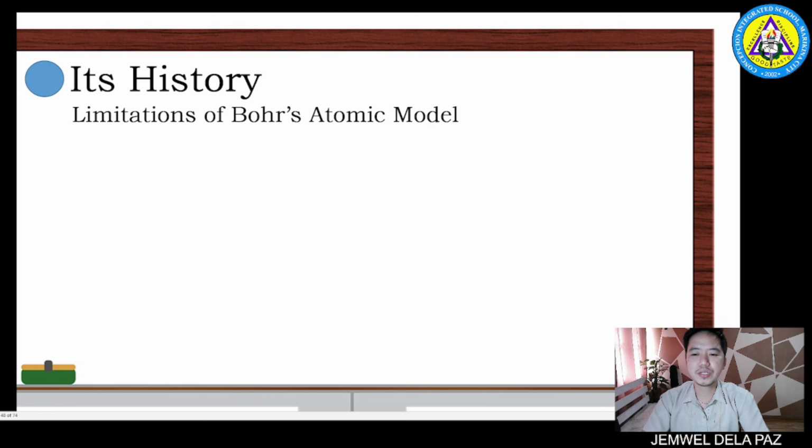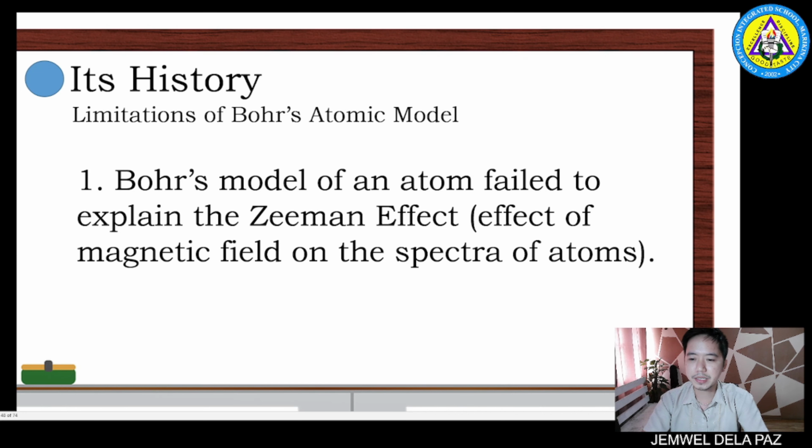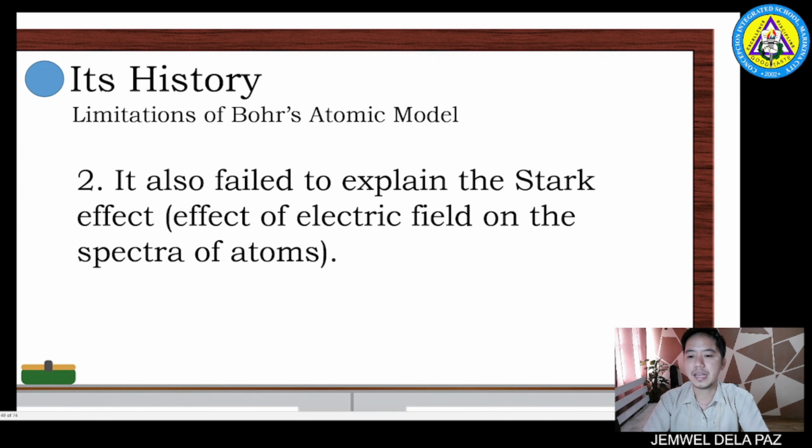Here are the limitations of Bohr's atomic model. First, Bohr's model of an atom failed to explain the Zeeman effect. The Zeeman effect is the effect of the magnetic field on the spectra of atoms. Second, it also failed to explain the Stark effect, the effect of an electric field this time on the spectra of atoms.